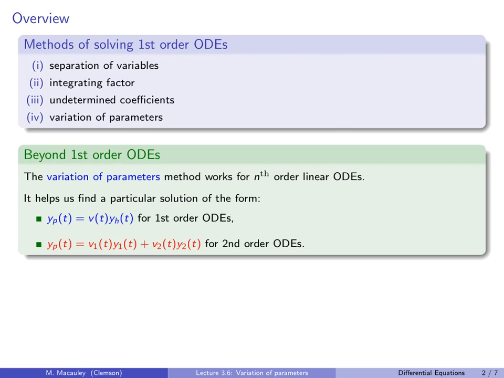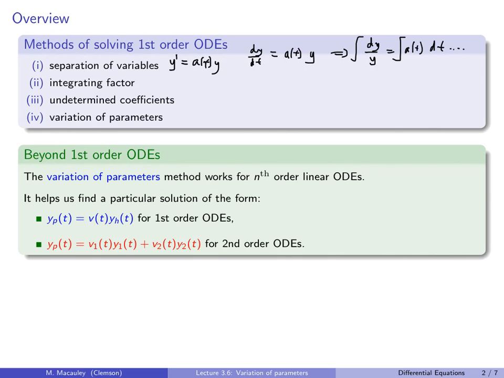So first of all, if our equation was homogeneous, something like y prime equals a of t y, then we could separate variables. Remember, we wrote dy dt equals a of t y, and then dy over y equals a of t dt, and we integrate both sides and keep going. Now, if the equation was not homogeneous, then we could use the integrating factor method.